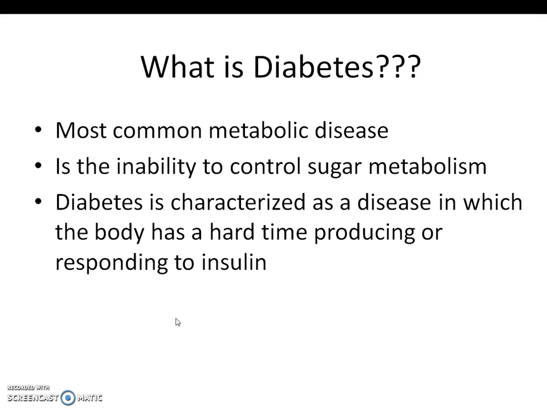So what is diabetes? Diabetes is the most common metabolic disease. It is the inability to control sugar metabolism. It is characterized as a disease in which the body has a hard time producing and responding to insulin.